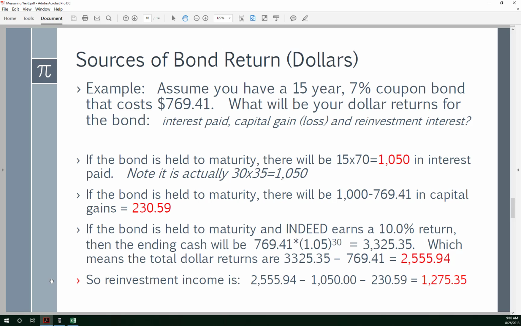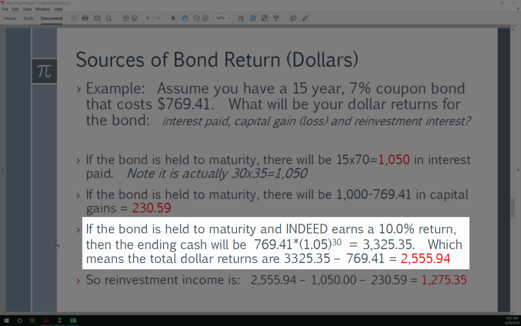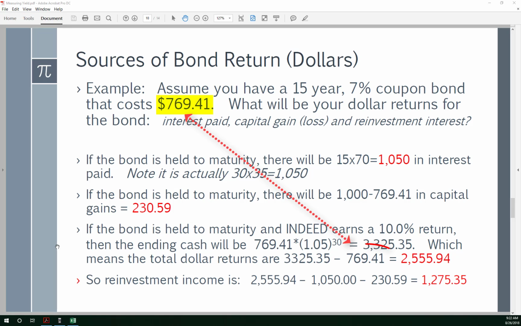If we ever have that issue, then we're clearly going to have a change in the cash flows received. But assuming no default happens and we hold to maturity, we'll have the $1,050 in interest, and we'll have a capital gain of $230.59. Okay, this third point here, if the bond is held to maturity and indeed earns a 10% return, then our ending cash will be this number, $33.25, which means the total dollar returns are going to be the difference between the $33.25 that we end up with and the $769.41 that we paid up front.